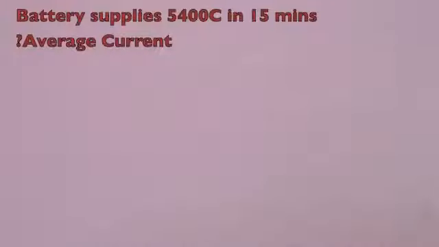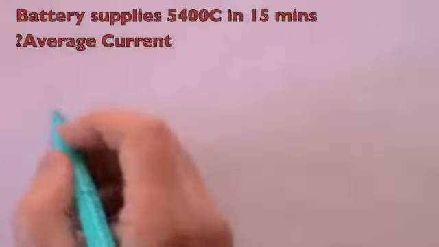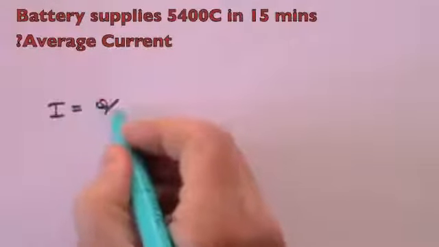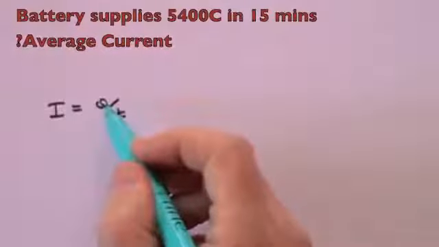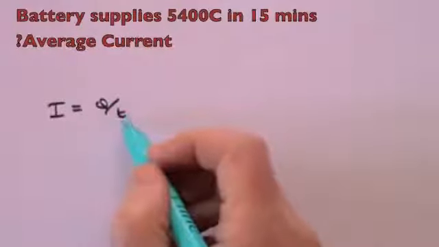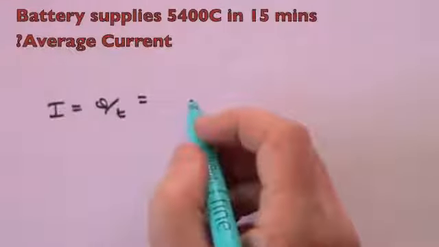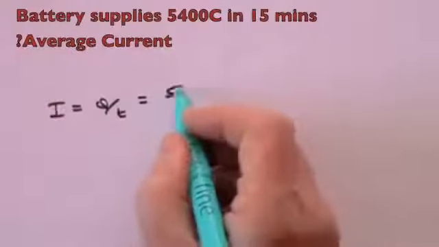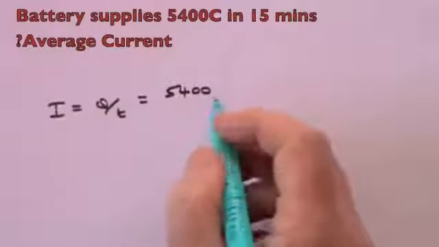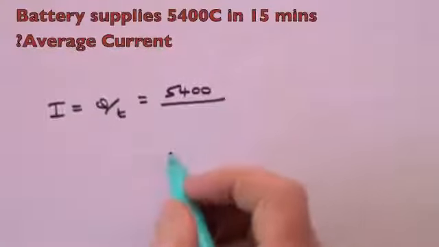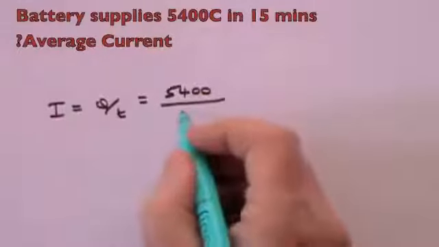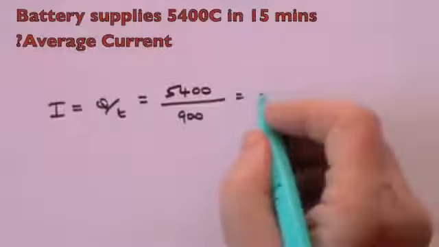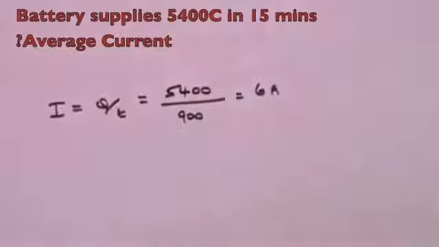Question 1. A battery supplies 5,400 coulombs in 15 minutes. What is the average current? So here we need the formula that I is equal to Q over T. Q is the charge in coulombs, T is the time in seconds. And that is going to be 5,400, because we said it was 5,400 coulombs, divided by 15 minutes. Well, 15 minutes in seconds is 900 seconds, and that gives you a current of 6 amps.